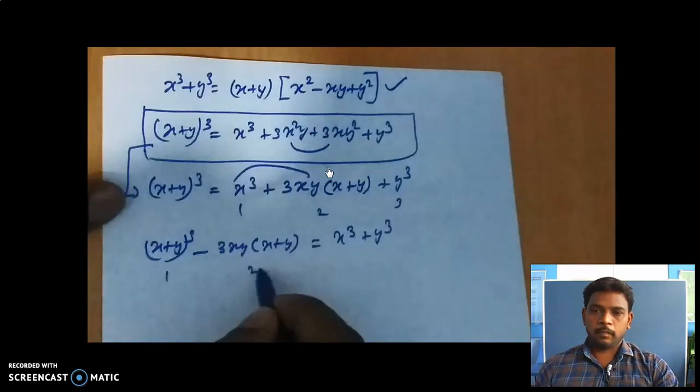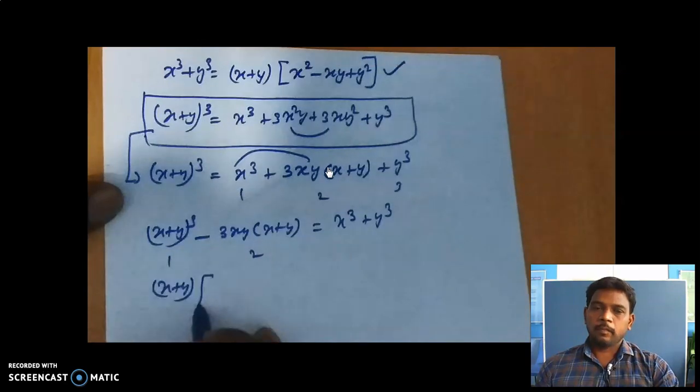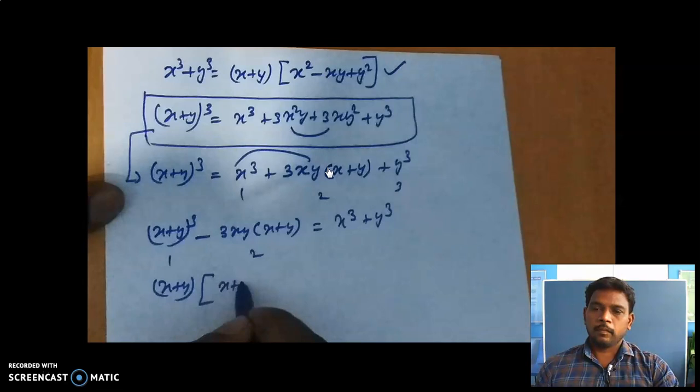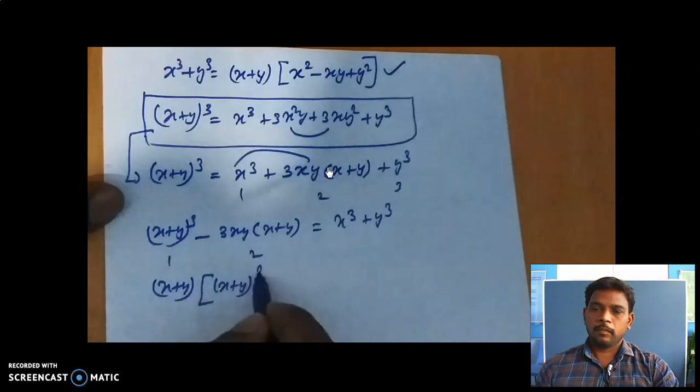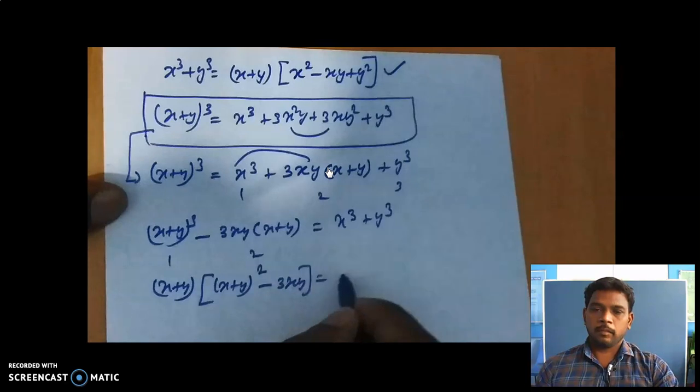Out of these two, x plus y is common in both of the terms, so take x plus y as a common factor. Remaining here is (x plus y), since 1 x plus y I already took, so the remaining power is 2, minus 3xy, equal to x cube plus y cube.